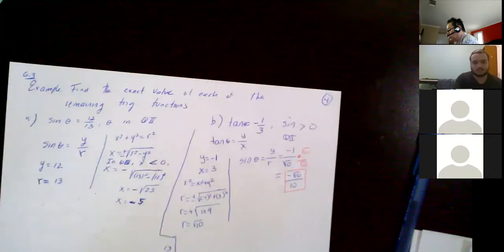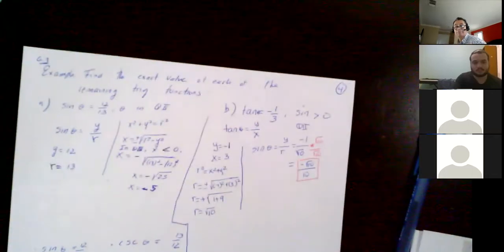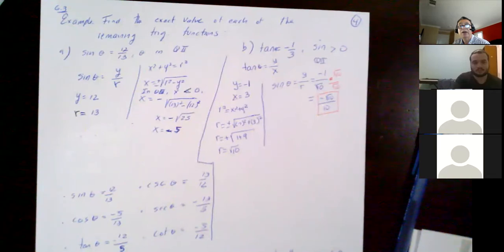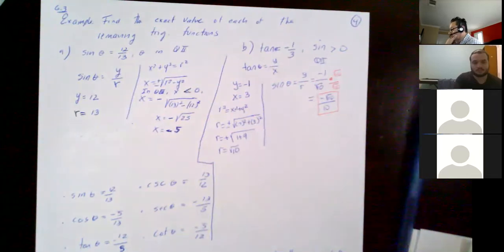All right. Let's move on here, you guys. Good question. Since sine of theta is greater than 0, which is positive, wouldn't y equal 1 and x equal -3? Good question.